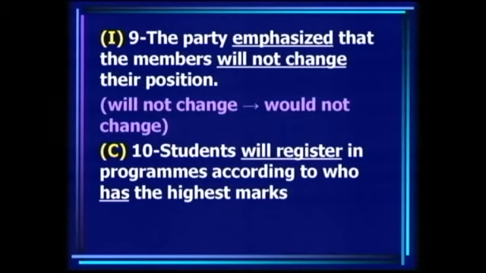The party, الحزب, emphasized that the members, emphasized past tense, will not change, يبقى would not change their position. مش هيغيروا موقفهم. Students will register in programs according to who has the highest marks. Will register according to who has. Will and has present with will. All right? طيب.